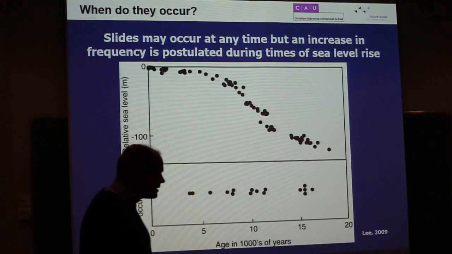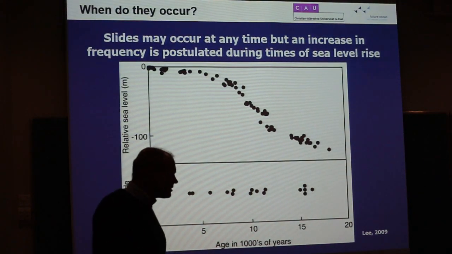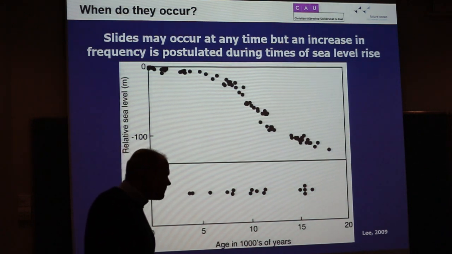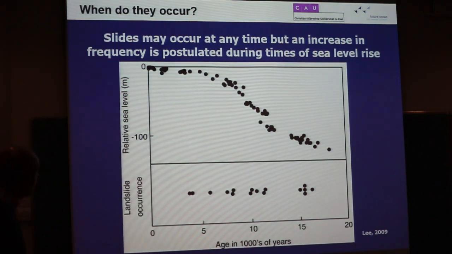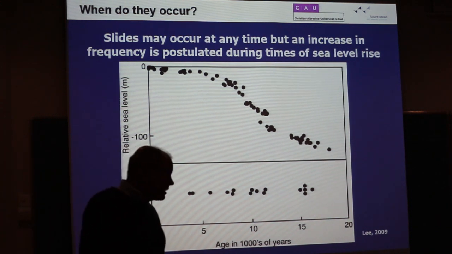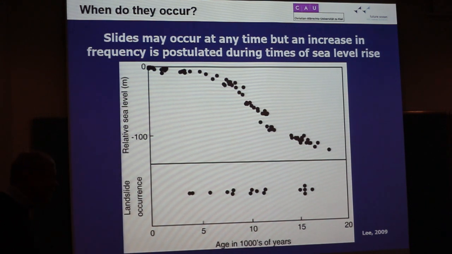When do they occur? That's also a pretty complicated question, which is heavily debated. You see here a sea level curve for the Atlantic Ocean, and all these dots down here are landslides. Some people postulate that slides may occur at any time, but an increase in frequency is observed during times of sea level rise, which is more or less what is seen here. So with the larger rise of sea level, you have a large number of landslides, and no dots actually in the younger parts. This is heavily debated and doubted by a number of people, also because the reasons behind that are not really clear.